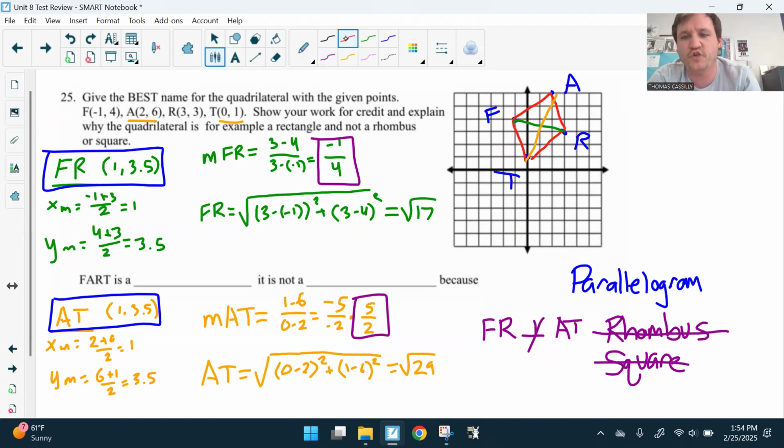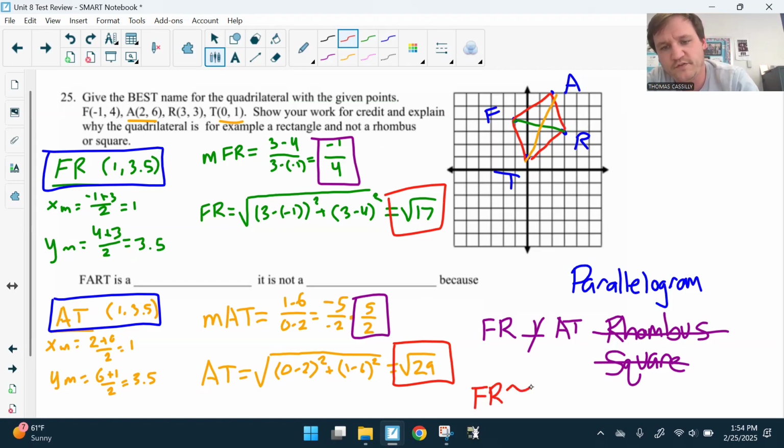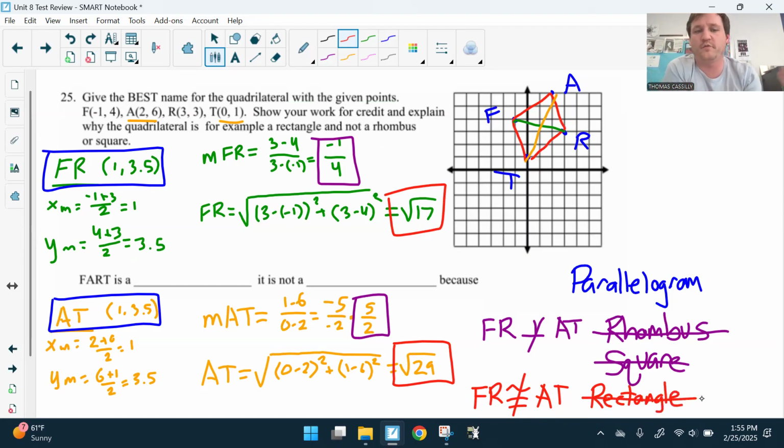And then the last one we need to check for is the rectangle. For that one, we have to look at the lengths of the diagonals. In order for this to be classified as a rectangle, the diagonals need to be congruent. Well, if you look at what we just did, we used the distance formula to find the lengths of them, and we know that FR is not congruent to AT. So we have eliminated the rectangle. I'm going to cross that one out. So the best thing we can classify this as is a parallelogram.